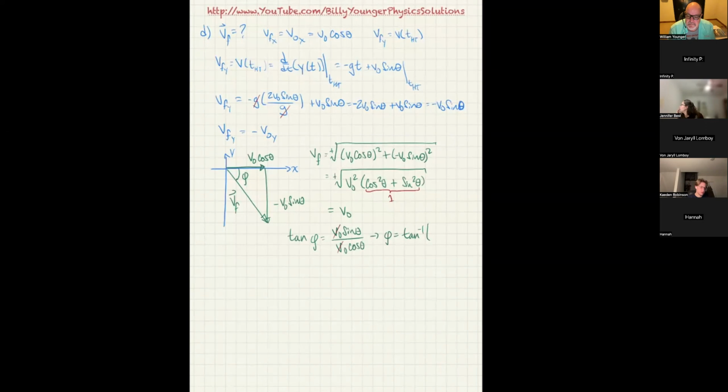It equals tangent. Exactly. Yep, that's right. Okay. So it's the inverse tangent of the tangent of theta, which means phi is just equal to theta. So we can say that V final is equal to V0 at negative theta. And that's it. Any questions on that?